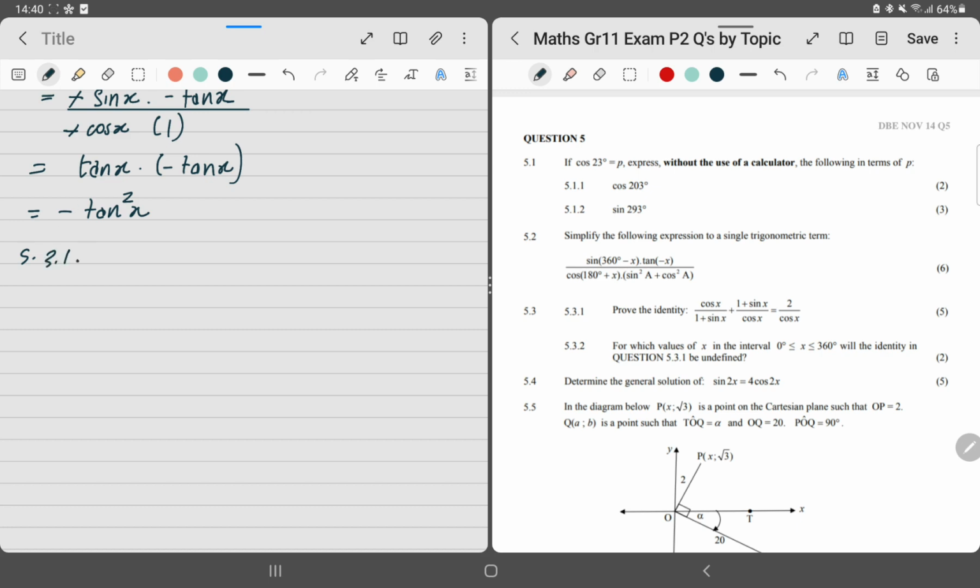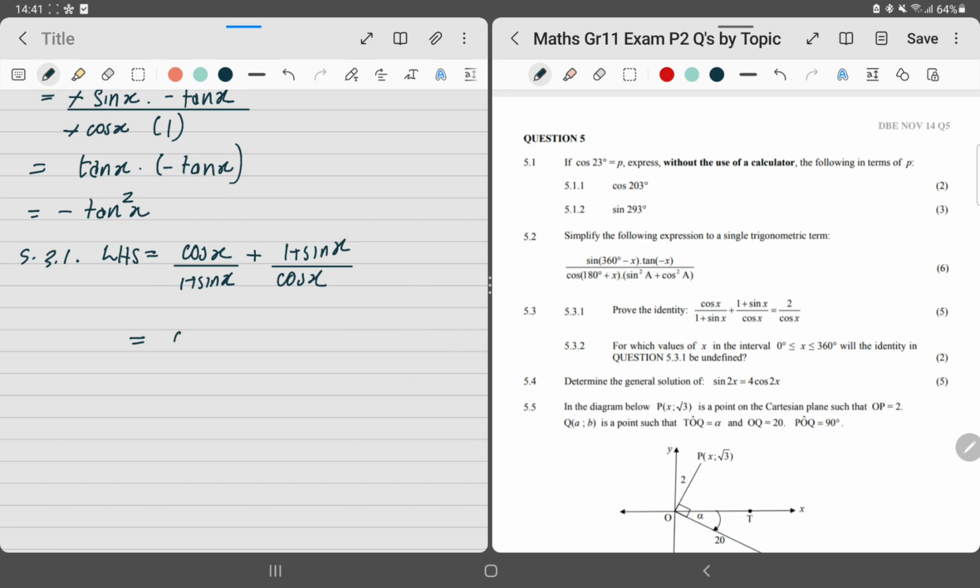5.3.1. They want us to prove the identity. So the left hand side is equal to cos of x all over 1 plus sine x, plus 1 plus sine x all over cos of x. So we'll use this when you have a over b plus or minus c over d. You take the a, multiply with the d, and then you take the b, multiply with the c, and then you take the bd. So that's what we're going to do.